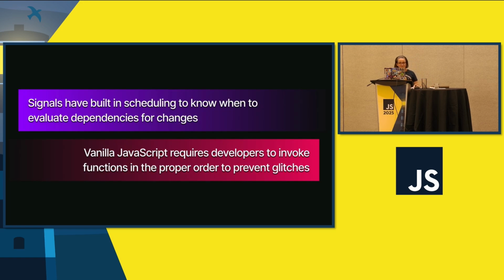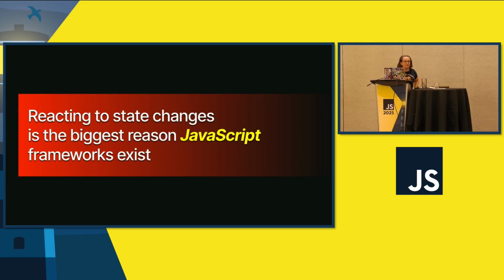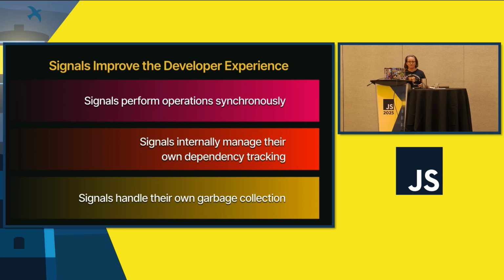So signals have built-in scheduling to know when to evaluate dependencies for changes. And in vanilla JavaScript, we have to actually invoke it ourselves, right? We don't have some sort of machine that's running. There's no change detection running. We just have to say, okay, when this happens, make sure and do all this other work. And we have to know what order to do it in, right? Like we can't do the subtotal before we do the employee discount. So reacting to changes is honestly the biggest reason that JavaScript frameworks exist, because that is the hardest thing to manage in vanilla JavaScript. So signals improve the developer experience by performing operations synchronously.